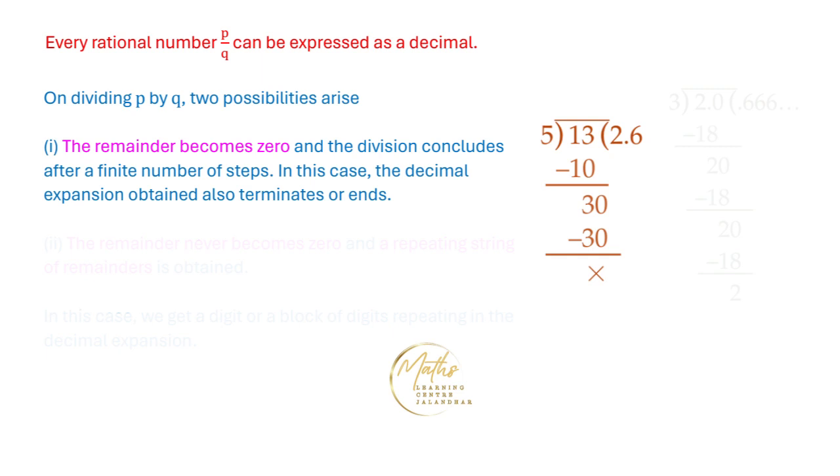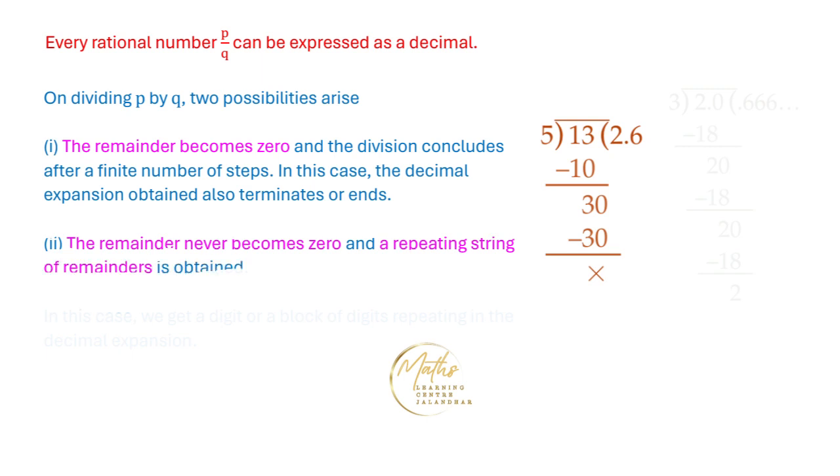The second case that can arise for a rational number is that the remainder will never become 0. So we have the non-terminating decimal representation. But it is important to note over here that whenever the number is rational, we will get a repeating string of remainders. So what we mean to say from this is, suppose we are dividing the number, say 2 by 3.